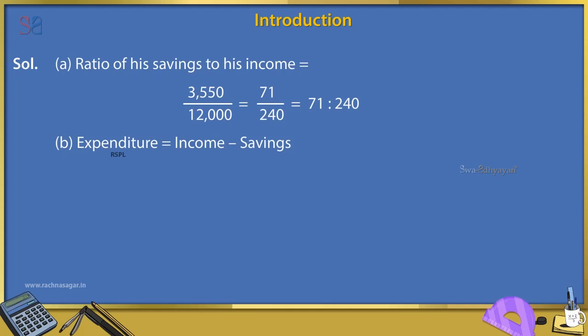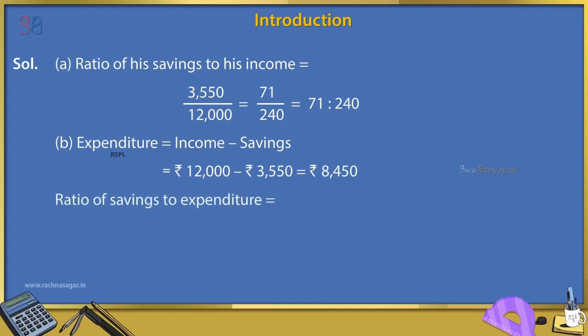B. Expenditure is equal to income minus savings, which is equal to rupees 12,000 minus rupees 3,550, which is equal to rupees 8,450. Ratio of savings to expenditure is equal to rupees 3,550 by rupees 8,450, which is equal to 71 by 169, which is equal to 71 is to 169.